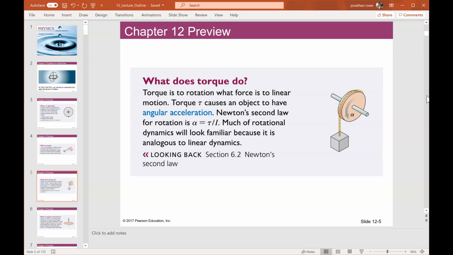What does torque do? Torque is to rotation what force is to linear motion. Torque, tau, causes an object to have angular acceleration. So Newton's second law, you can write it as tau equals I alpha, or if you rearrange it, as alpha equals tau over I. Much of rotational dynamics will look familiar because it is analogous to linear dynamics.